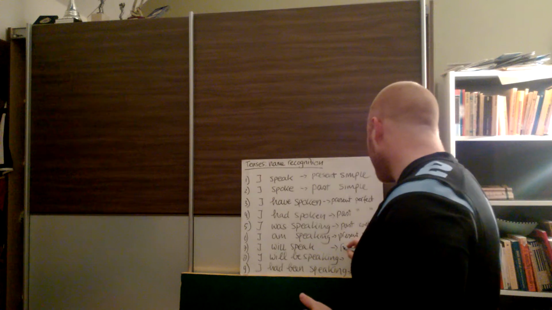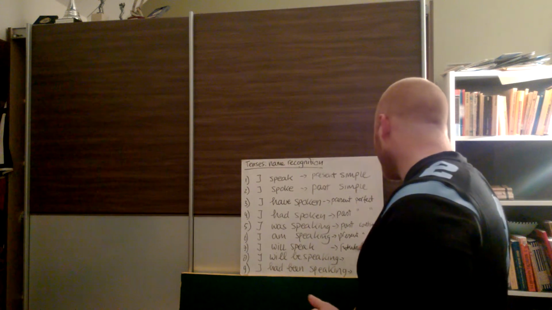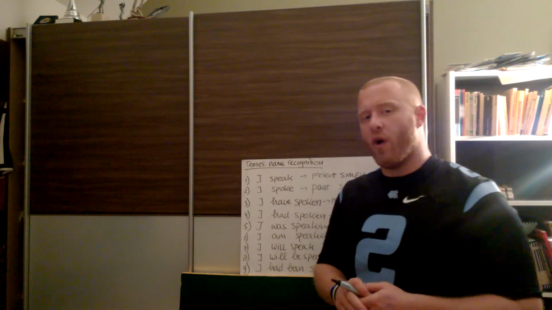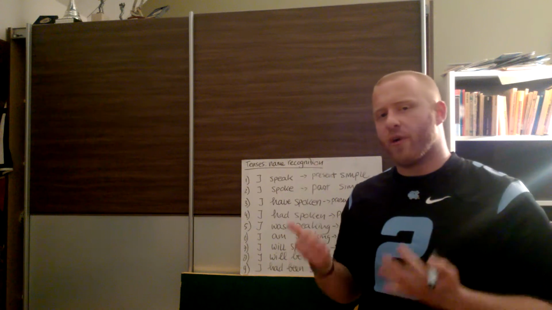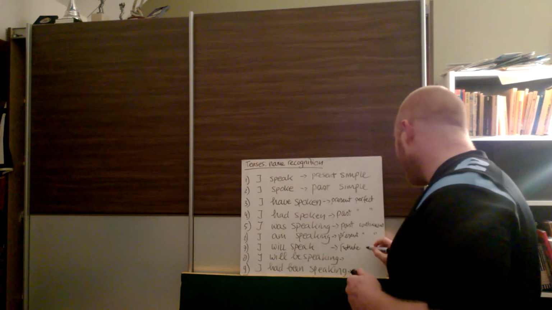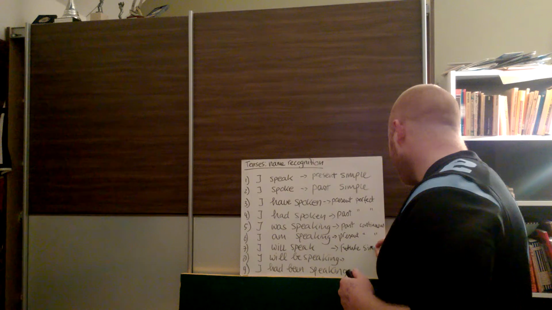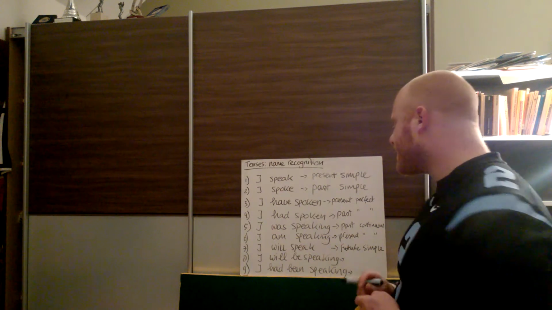Number 7, you see will, and will indicates future, something that's going to happen in the future. So we call this the future. But not only is this called the future, because there is no perfect verb form here, because there's no past participle, no have, this is simply called the future simple. And now it gets a little trickier.